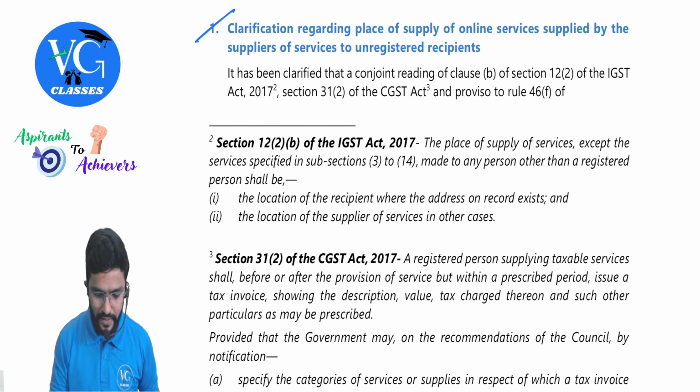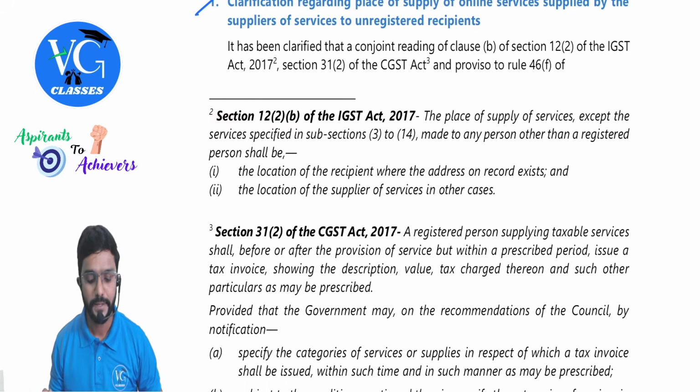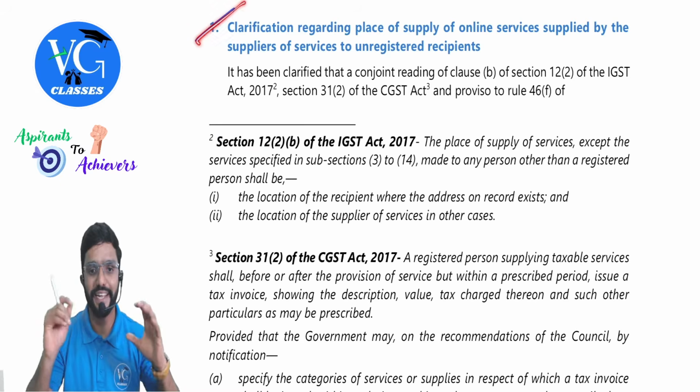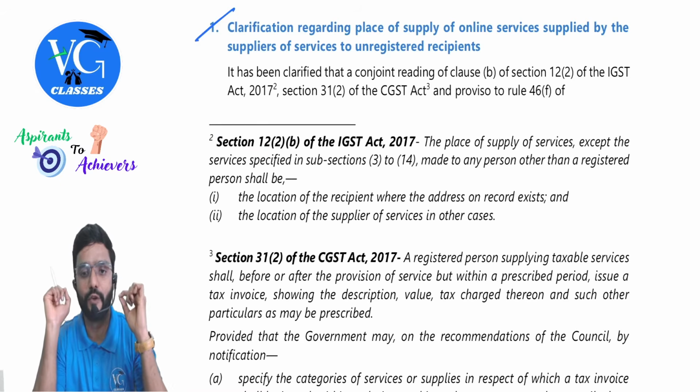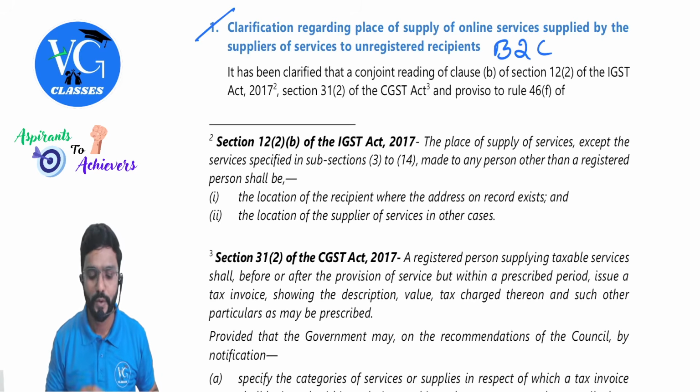Yes. So whatever we read in section 12 subsection 2b, they have just mentioned it. Quickly I will read it. Okay, first heading, let me read the heading. Clarification regarding the place of supply of online services supplied by the suppliers of services to an unregistered recipient. So you can mention it as B2C supply. Okay, sir.